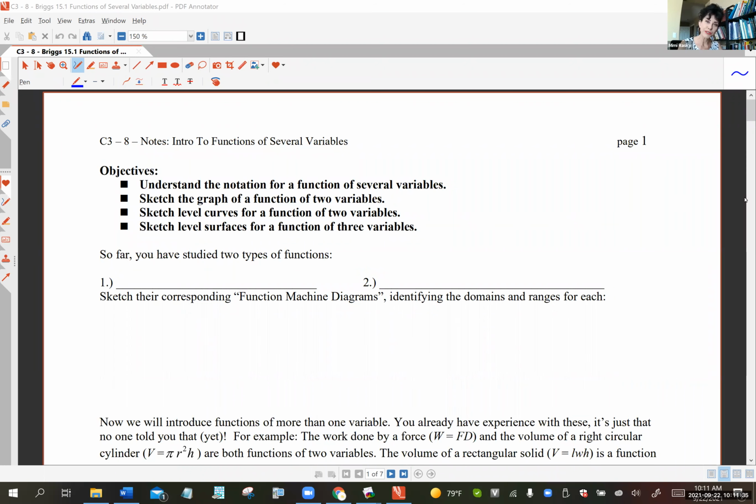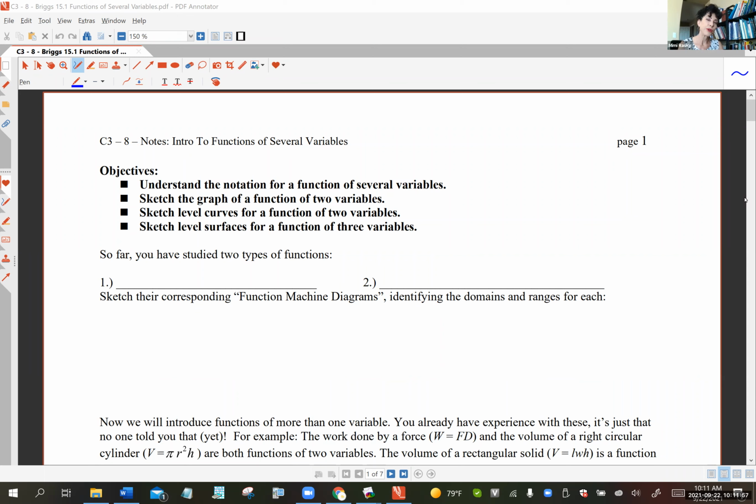Intro to functions of several variables. This is module 3 out of 5 big modules in this course. And we're starting this new chapter. It's really exciting. I love this stuff. So we're going to look at what it is to be a function of several variables. But before we do, let's do some review, because we're going to be introducing a new function today.